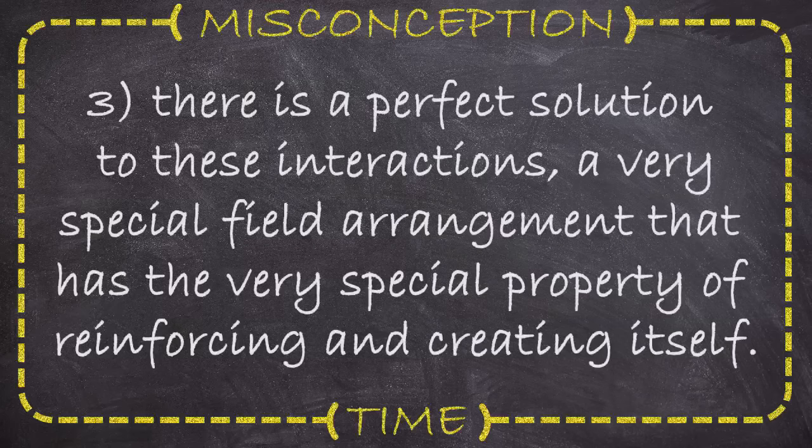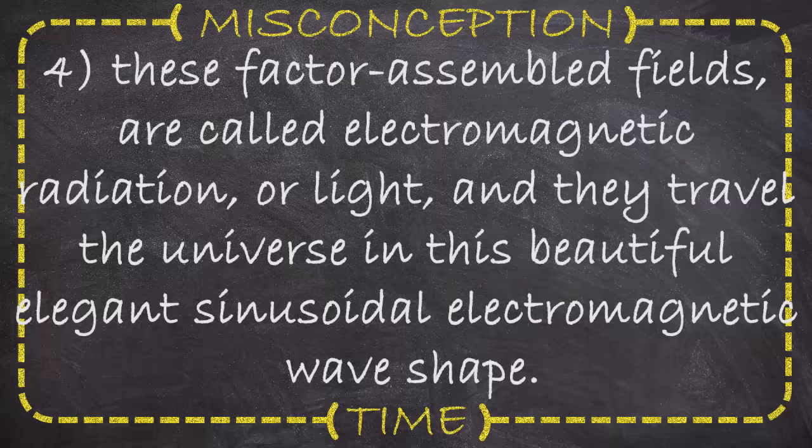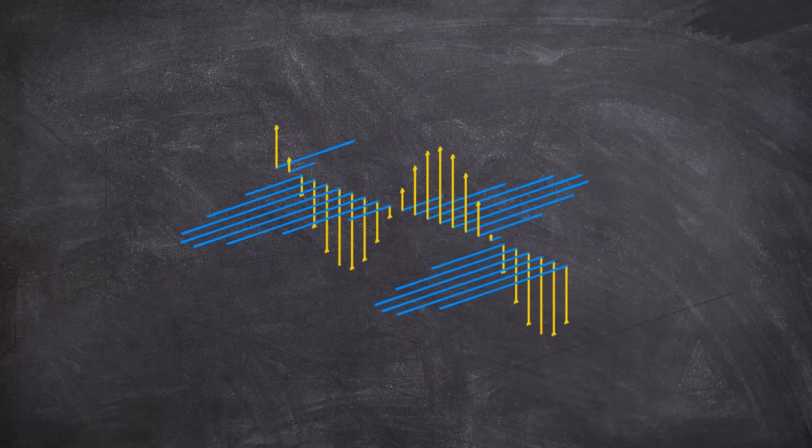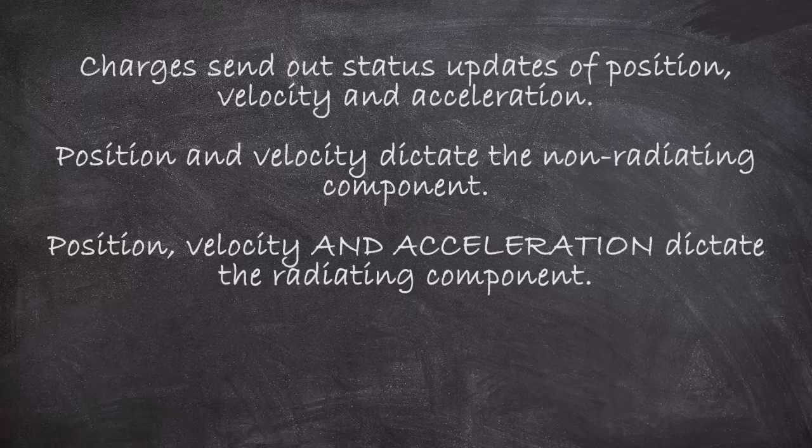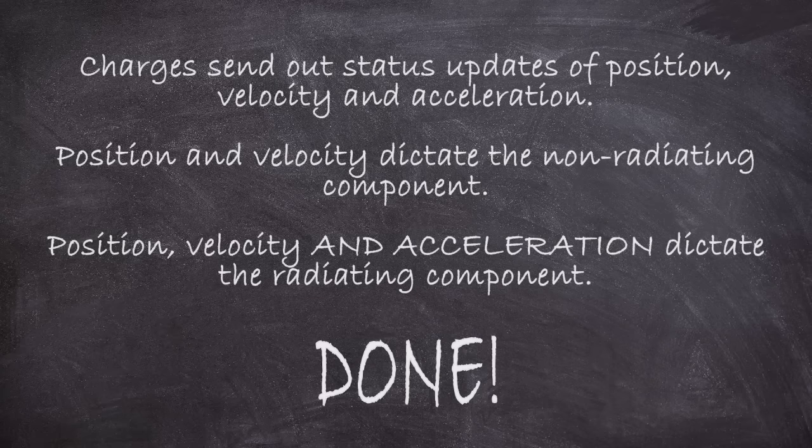3. There is a perfect solution to these interactions, a very special field arrangement that has the very special property of reinforcing and creating itself. Yeah, again, they don't interact. And 4. These factory assembled fields, these cheat codes in the way fields interact, are called electromagnetic radiation or light, and they travel the universe in this beautiful, elegant, sinusoidal electromagnetic wave shape. Yeah, no, they kind of just look like bleh. It depends what the acceleration was. So hopefully that makes things about electromagnetism a little clearer.